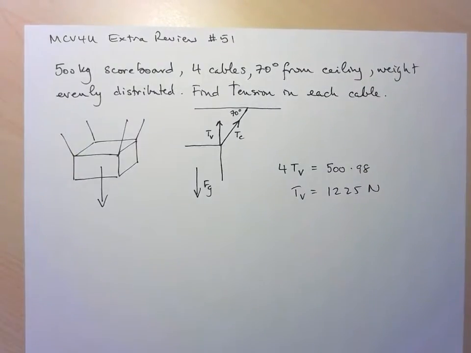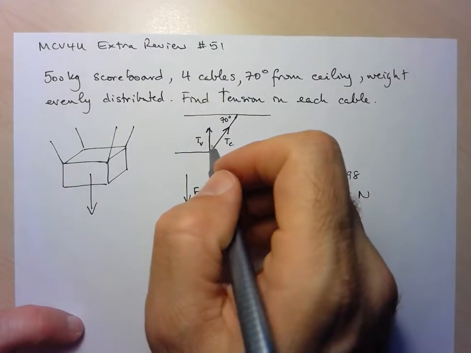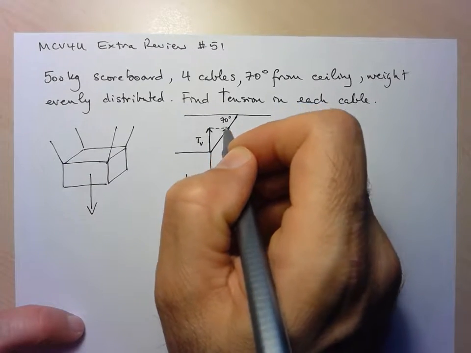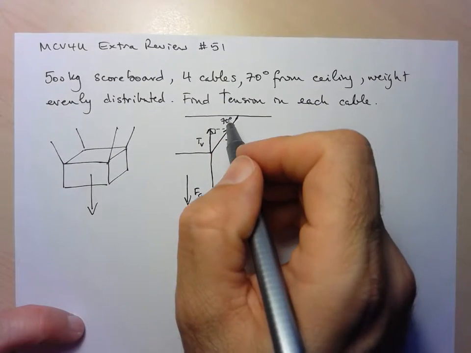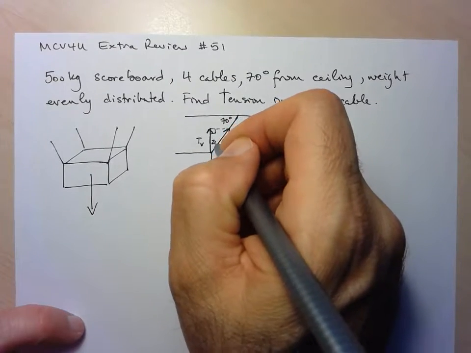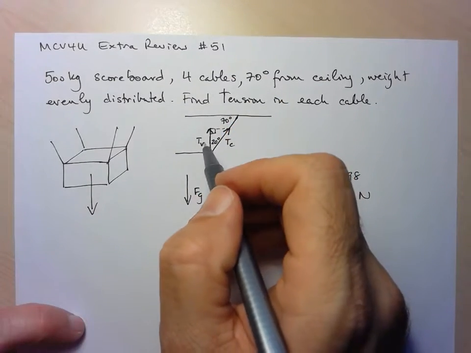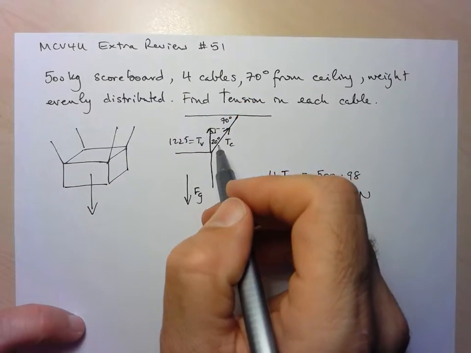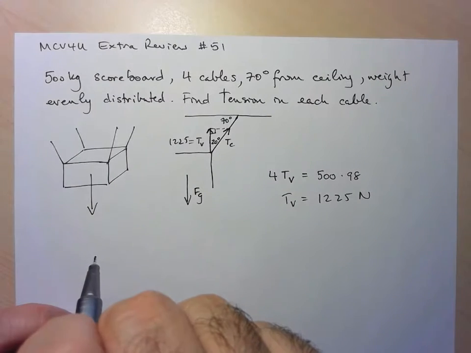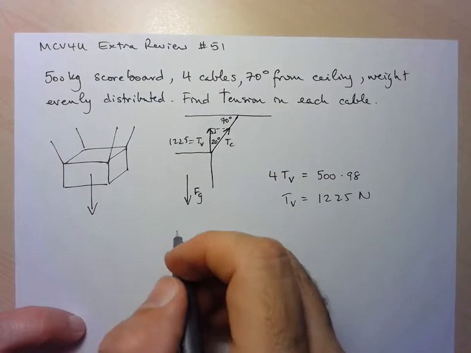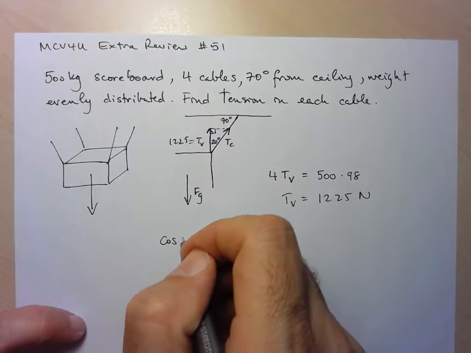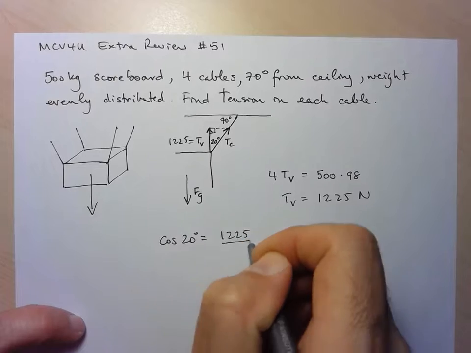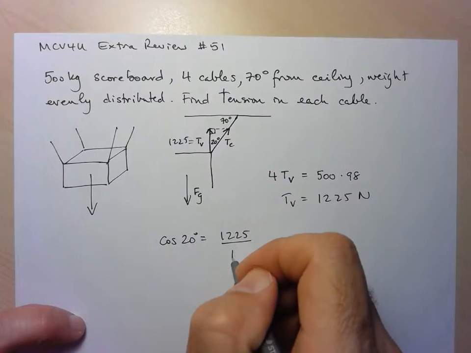Okay, so now I'm going to use the fact that this is perpendicular to the horizontal, so that means we have a right angle triangle. If this angle here is 70, this angle inside the triangle must be 20, and this is just the adjacent side, which we found was 1225, so I can just use cosine to find the magnitude of that vector. So here we have cosine of 20 degrees is equal to the adjacent side, which is 1225, over the hypotenuse, which is just the tension in the cable.